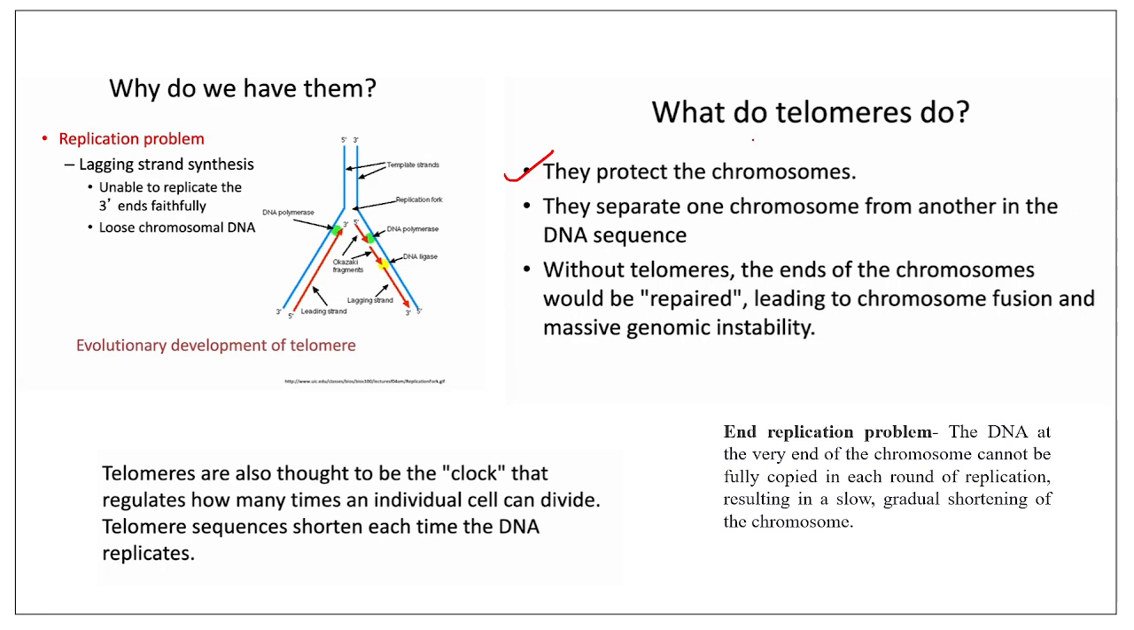They separate one chromosome from another in the DNA sequence. Without telomeres, the ends of the chromosome would be repaired, leading to chromosome fusion and massive genomic instability. So if there are no telomeres, there can be massive genomic instability, and therefore telomeres are very much essential.